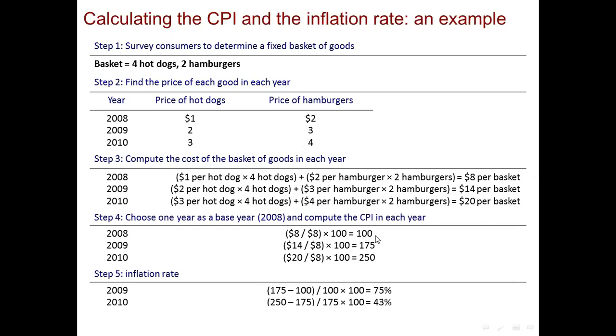The consumer price index for 2009 is what? Market basket for 2009 is 14 divided by the market basket of the base year, which is 2008, so 14 divided by 8 times 100, you get 175. The CPI for 2010: the market basket for 2010, which is 20, divided by the market basket of the base year, which is 8, multiplied by 100, you get 250.